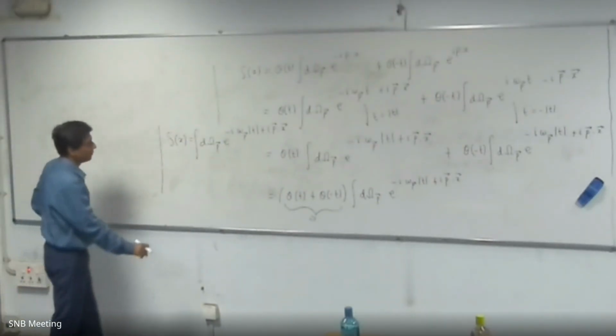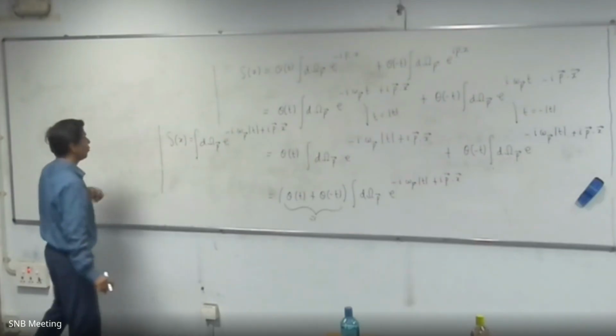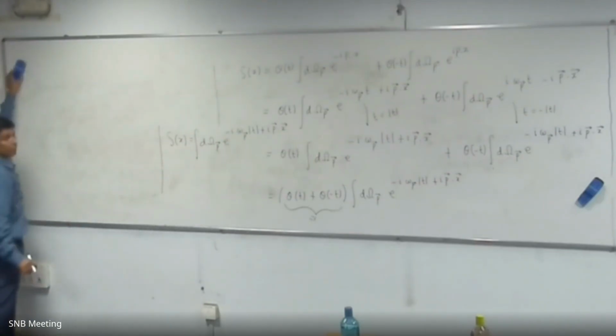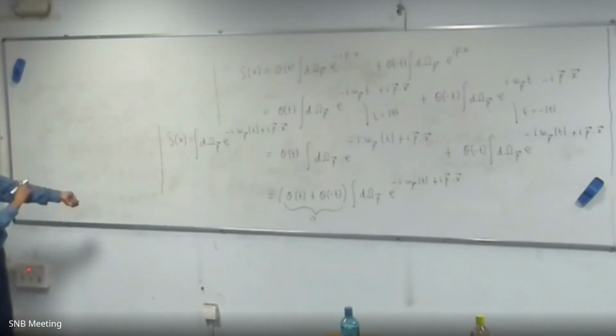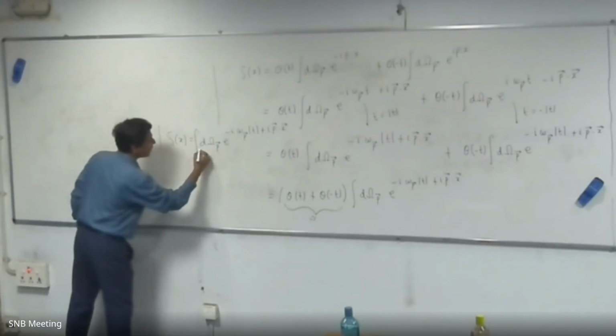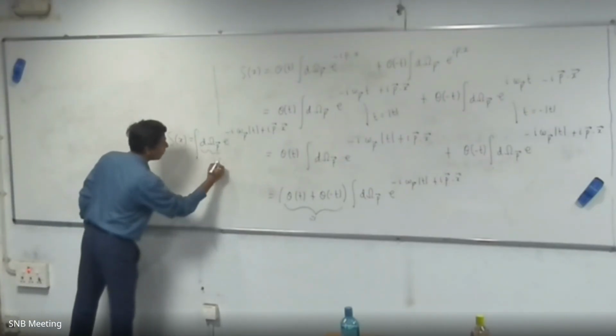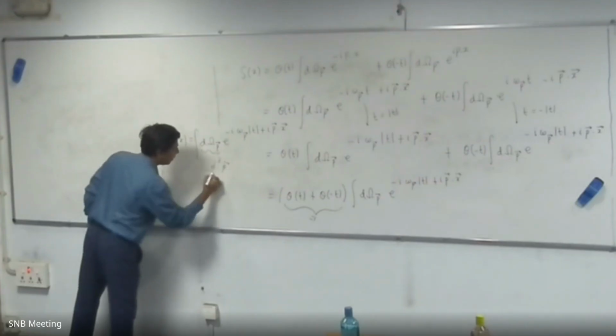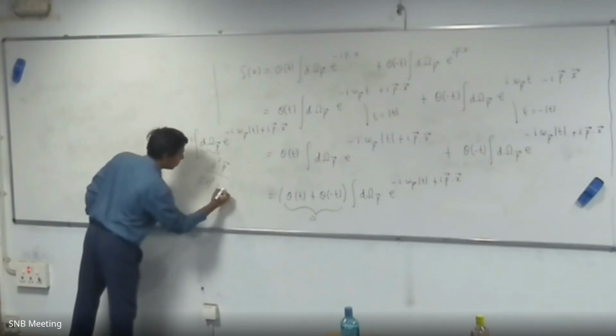But now there is another trick that I want to show you. That is very crucial because what I wanted to prove, I have not proved it yet, but now I shall prove it. You see that this is basically d3p by 2 pi whole cube 2 omega p.